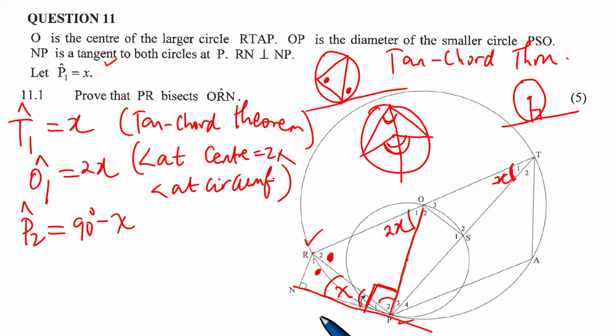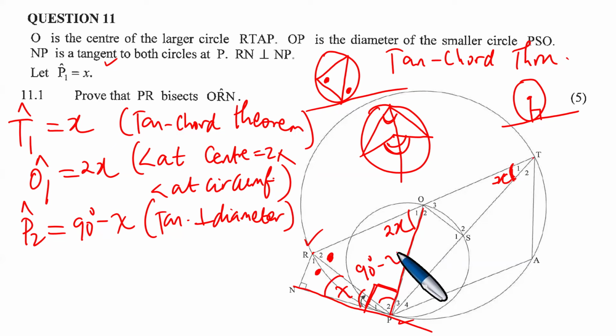So if you then say P2, it will be 90 minus X. Why? Tangent perpendicular to diameter. The tangent is perpendicular to what? To the diameter. What is the angle R2 at this point? Let us think of this. What is the angle R2 if this one is 90 degrees minus X?